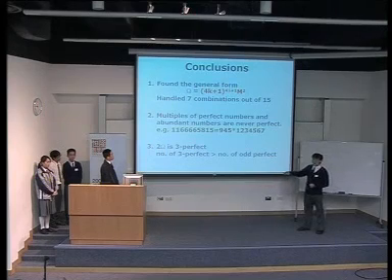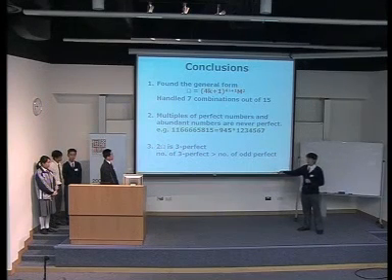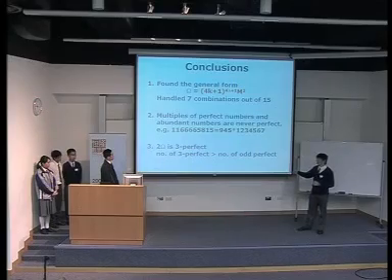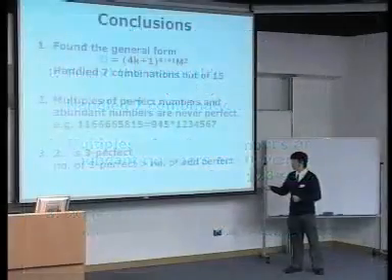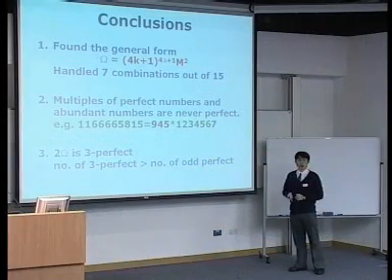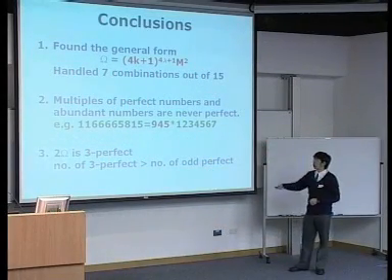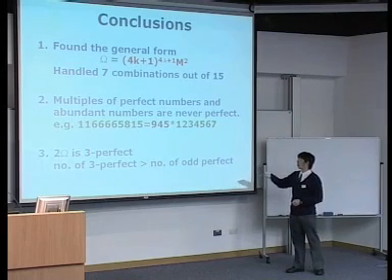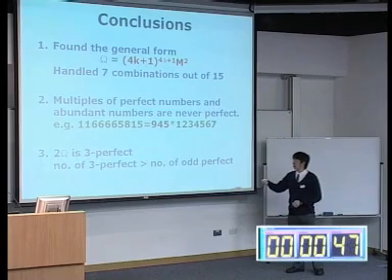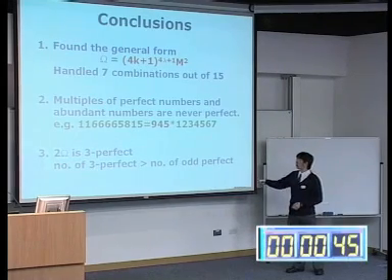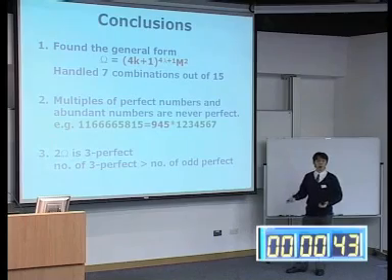And also, we found that 2 omega, that is 2 times an odd perfect number, is 3-perfect. So the number of 3-perfect numbers must be greater than the number of odd perfect numbers. So in the future, we will concentrate our effort on abundant numbers and 3-perfect numbers, and hope to get more results on the topic of odd perfect numbers.